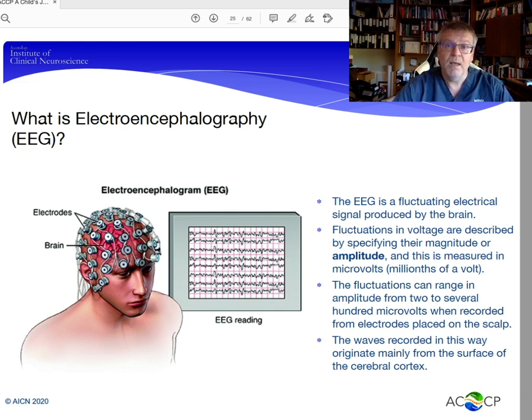It's important to realize that the amplitude or the magnitude of the measurement is a direct result of the number of neurons that are firing under each electrode. So the amplitude of the EEG can also be a direct reflection of the number of neurons that are activating at any given time underneath any given electrode.